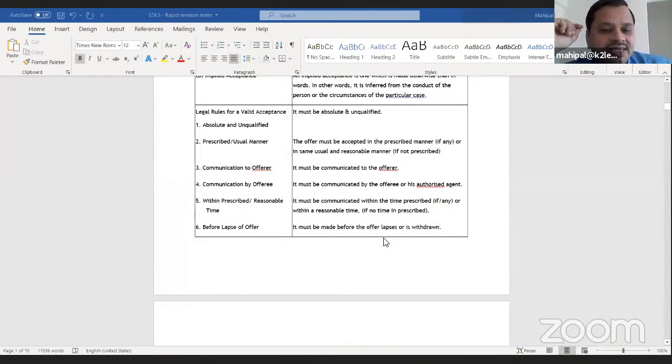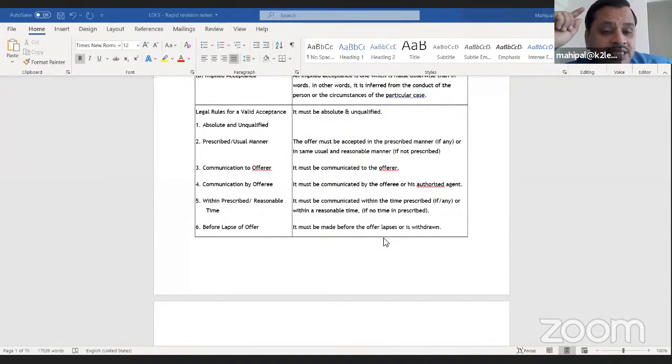Legal rules of acceptance say the acceptance must be absolute and unqualified. It should be in the prescribed or usual mode. Generally, when the offer is made, the offerer mentions the mode of acceptance. In such a case, you should follow that prescribed mode. If not, any general mode of communication.